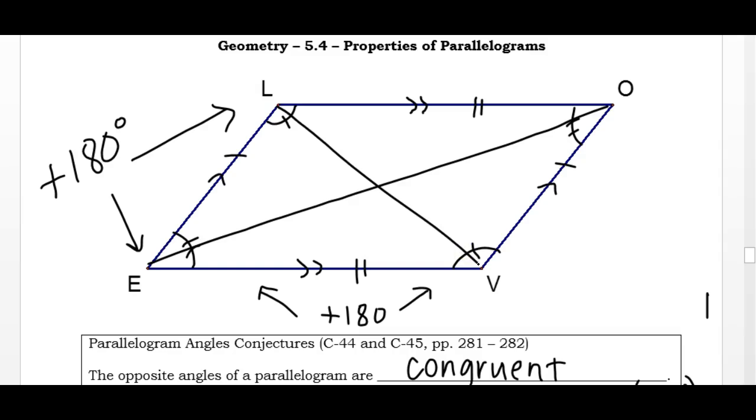They're not the same length. E to O was a lot longer than L was to V. But what they are is they're bisected. This half from L to V and this half from L to V, they are the same length. Same thing from E to O. The diagonals bisect each other.